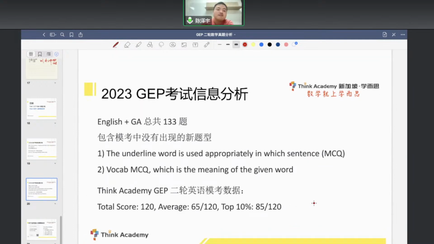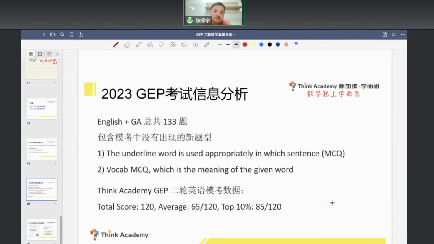Okay, and for English, which happened yesterday, English and GA1 had a total of 133 questions. This year, they have new types of question that didn't appear in our mock test. The first is the underlined word, where you decide whether it is used appropriately in which sentence, as an MCQ.